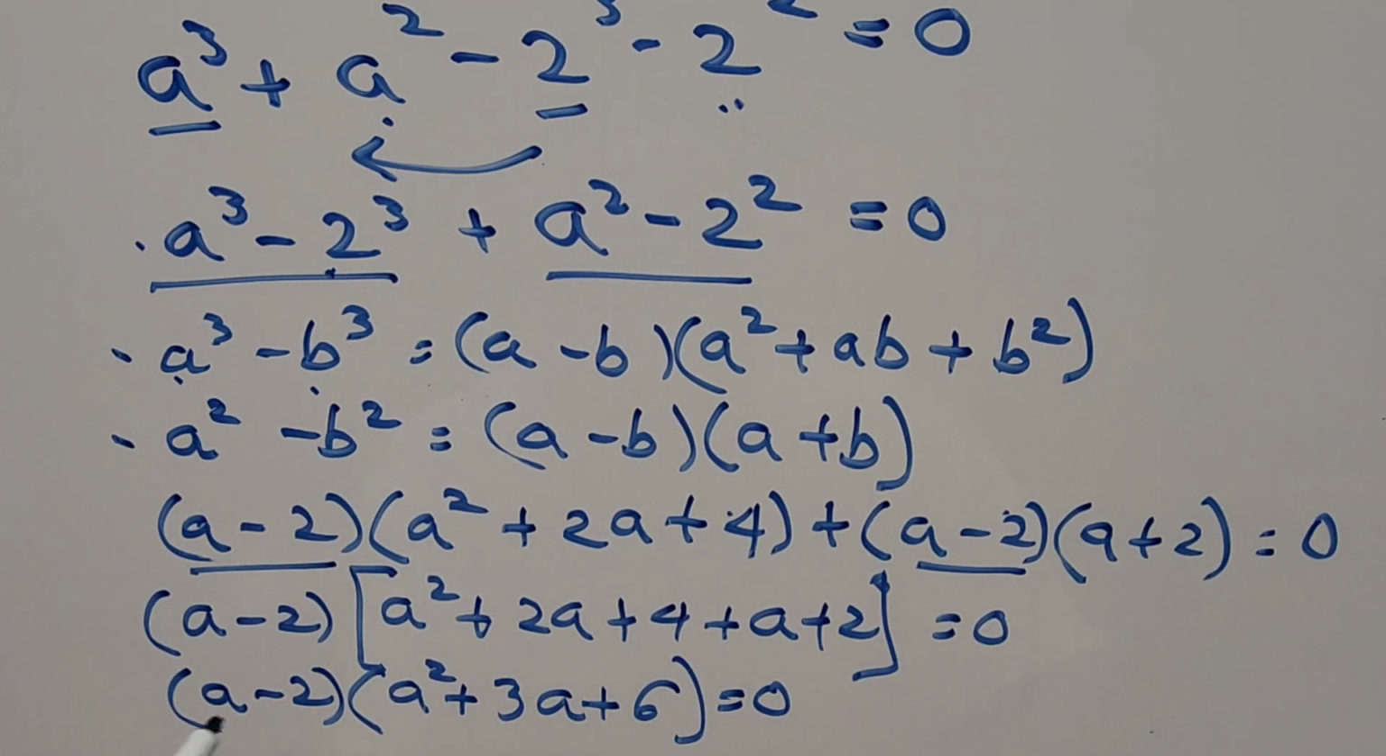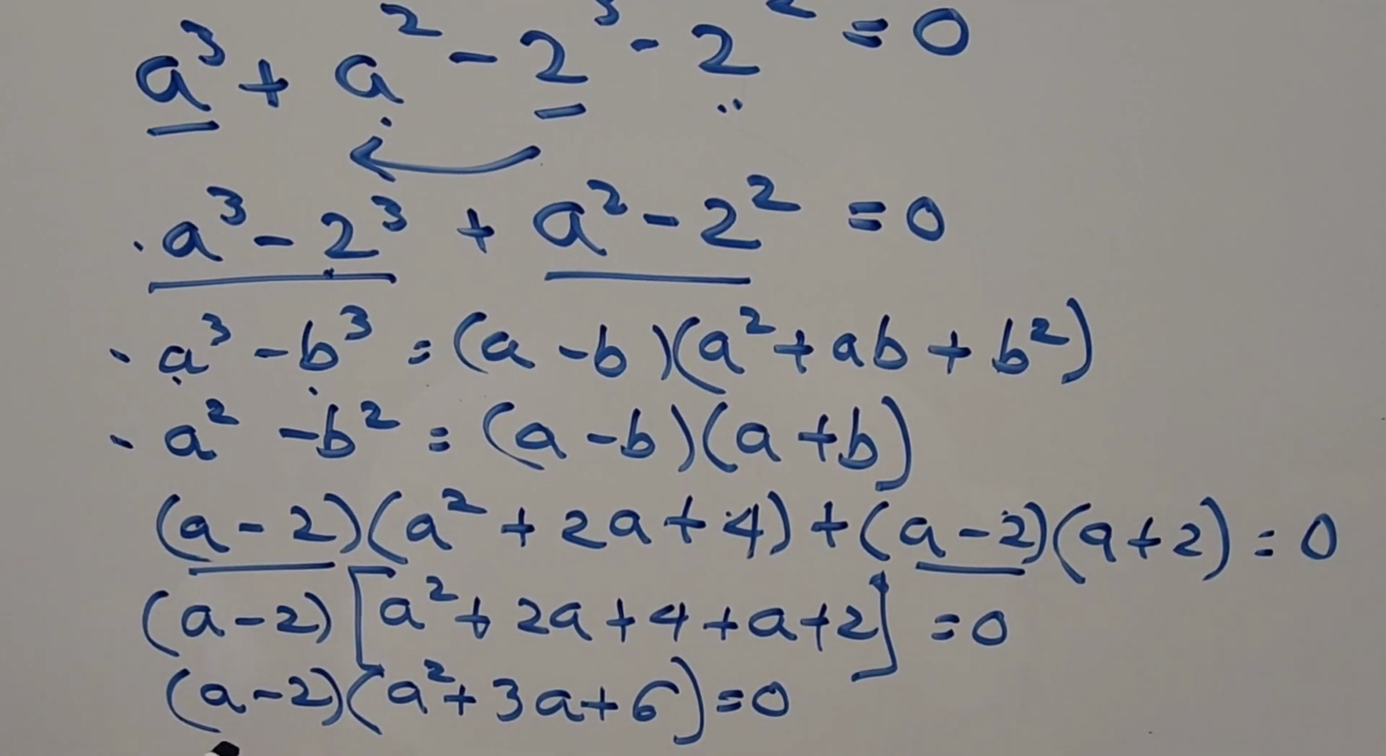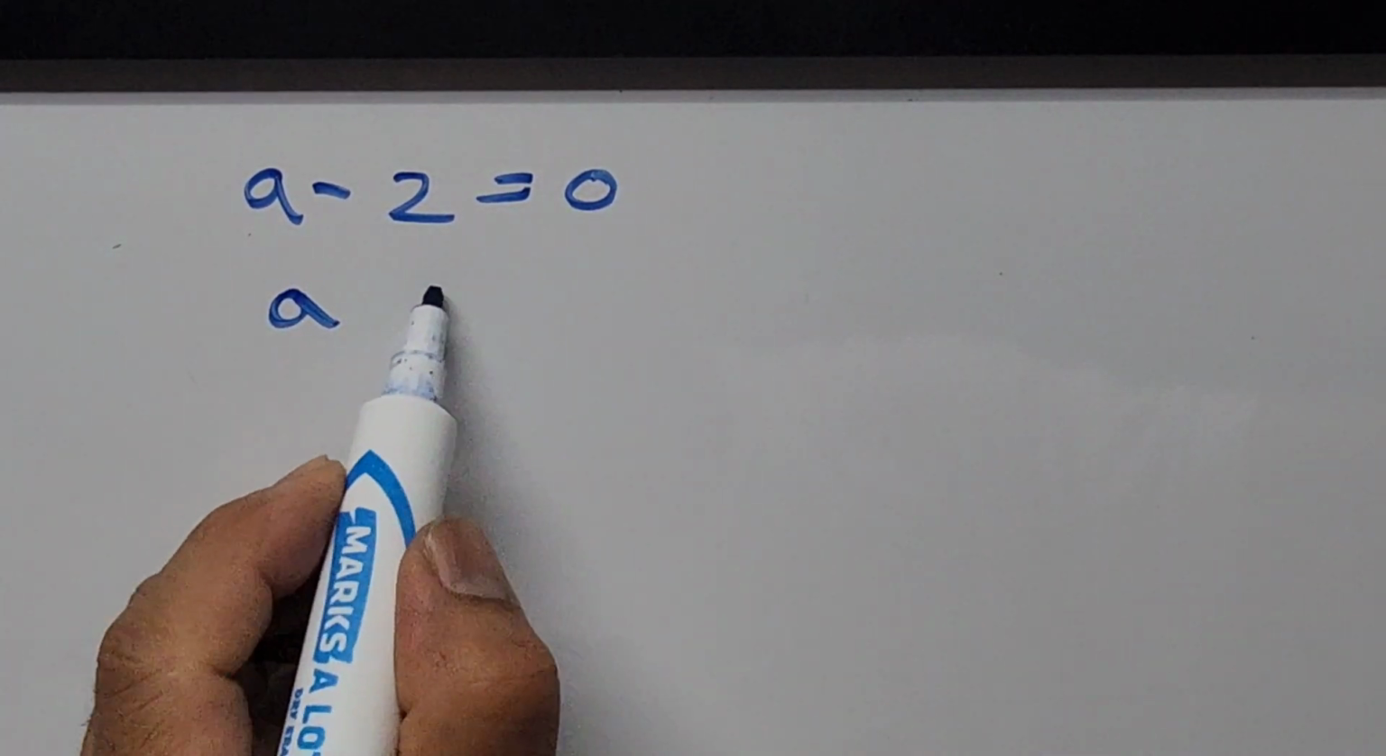And so here we have the factor a minus 2. So we have the value of a here is 2, right? Equating a minus 2 to 0 and the other factor to 0. So let's equate a minus 2 equals 0. So here we have the value of a is equal to 2.